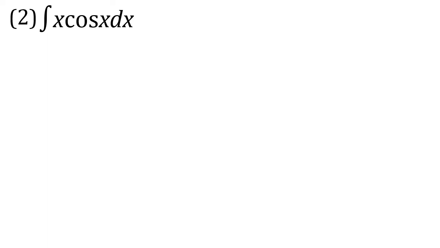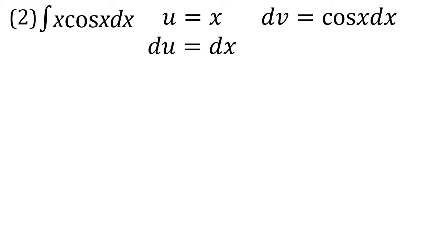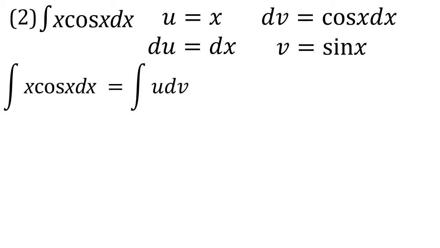Number two example, the integral of x cosine x dx. From our acronym, LIATE, here we have x, an algebraic function, and cosine x, a trigonometric function. Which comes first? From L-I-A-T-E, algebraic function, very good. So we're going to use x as our u. So u is equal to x, du is equal to dx, and our dv is cosine x dx from our given. Integrate it, v is equal to sine x.